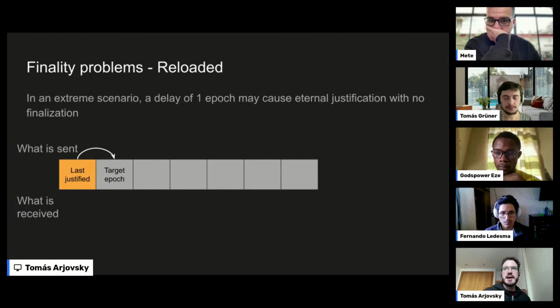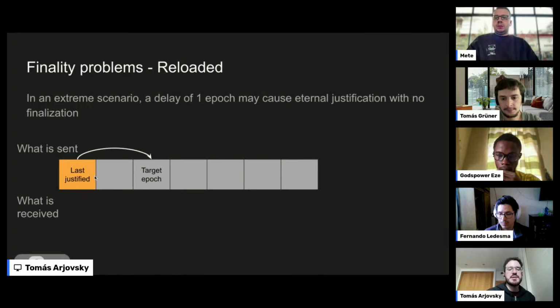So it would be a very extreme case, but it also happens sometimes, not exactly due to network delays. It happens due to other reasons, like people going offline, for instance. What happens is that we may not get this, because this one is correct, right? This is my last justified one, so I'm voting for this and this. This is my source, this is my target. But the problem is that other people are not receiving this.